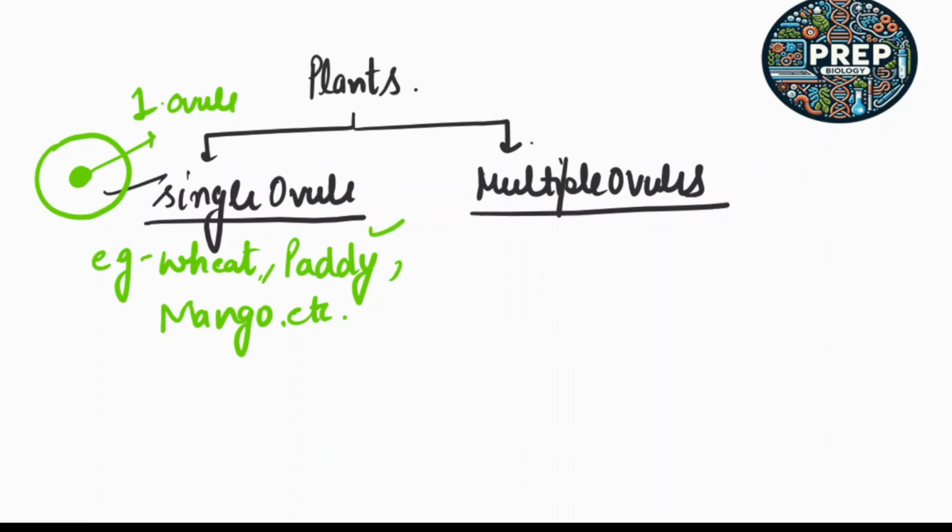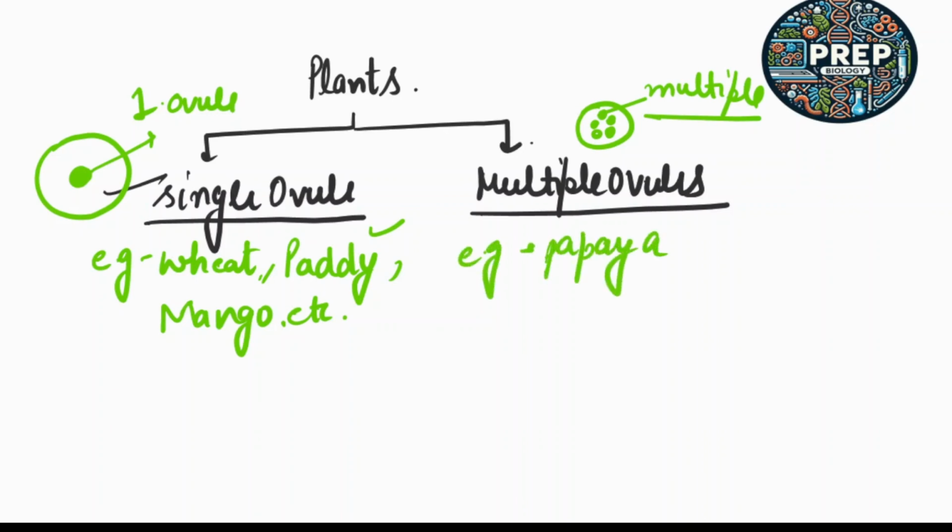Remember these examples, and the plants having multiple ovules inside the ovary are papaya, melon, orchids, etc. So remember these terms. This is all about today's lecture.